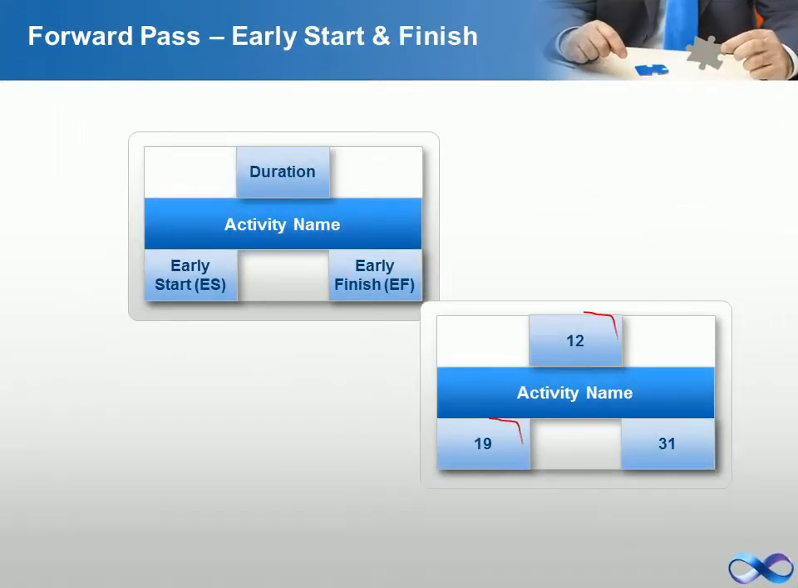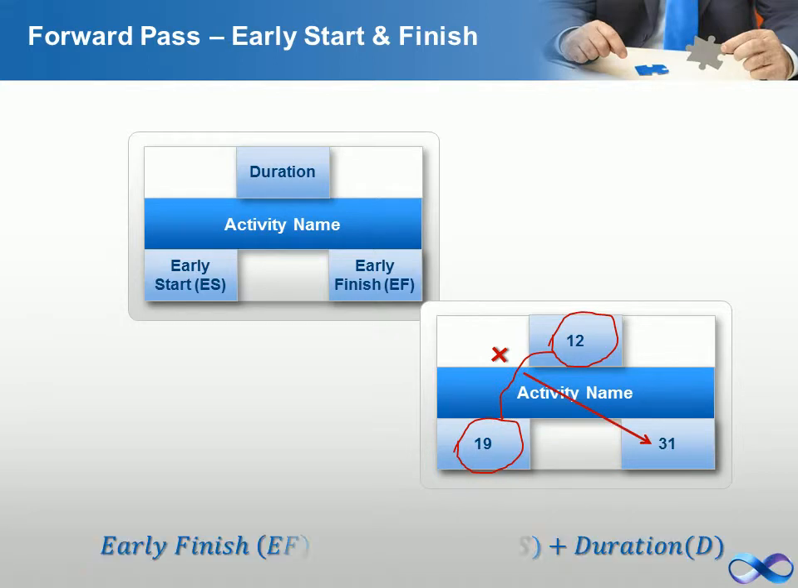The first element is the duration of each activity. The duration of the activity should be shown in the center of an activity's node. The second element added to a precedence diagram for the forward pass is the early time boxes. The early time boxes are placed within the activity node. These early time boxes refer to the early start and early finish of each activity. Early start, ES, is the earliest possible point in time on which a task can start. Early finish, EF, is the earliest possible point in time on which a task can finish.